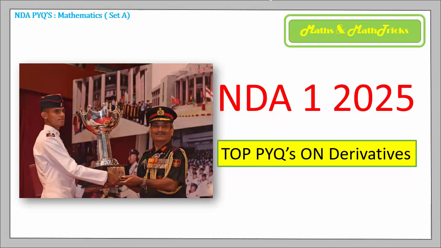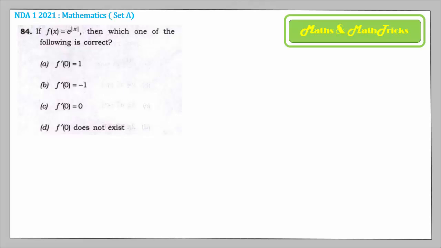Let us begin this session with the very first question, which was question number 84 in Set A paper of NDA 1 2021. In this question, we have been given a function which is e to the power mod x, and we are asked which one of the following is correct.